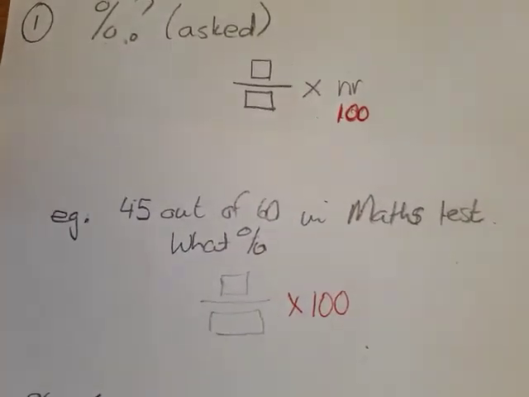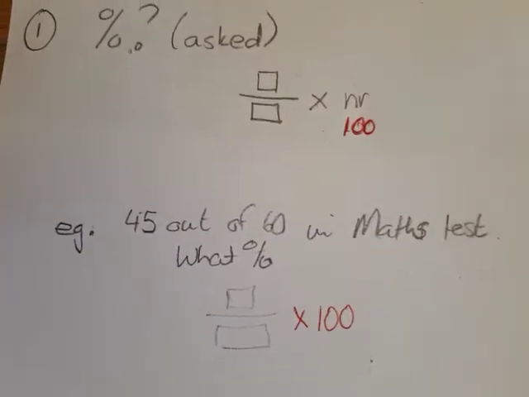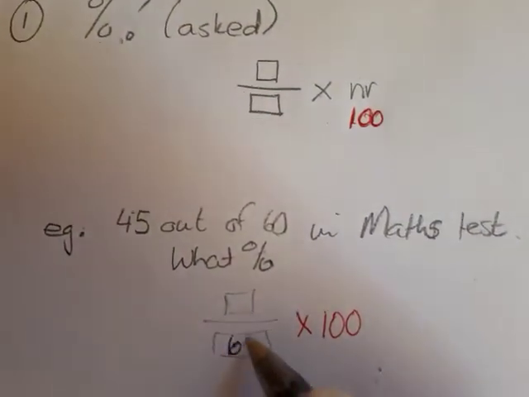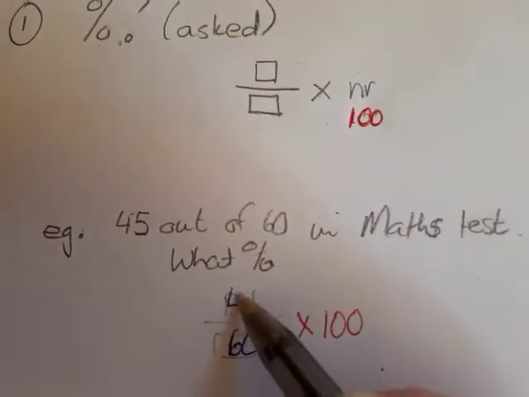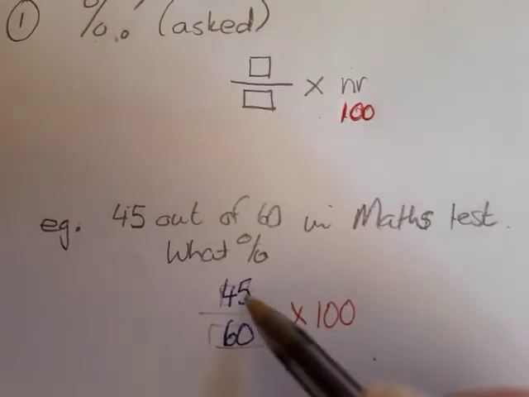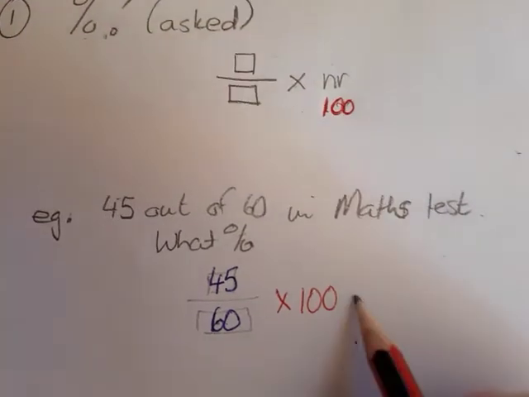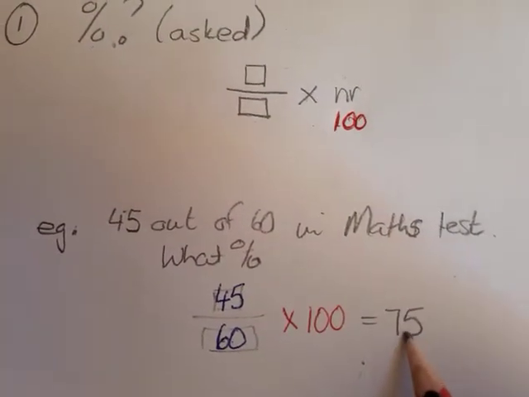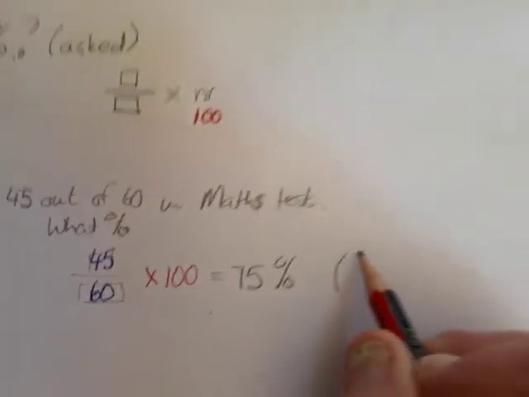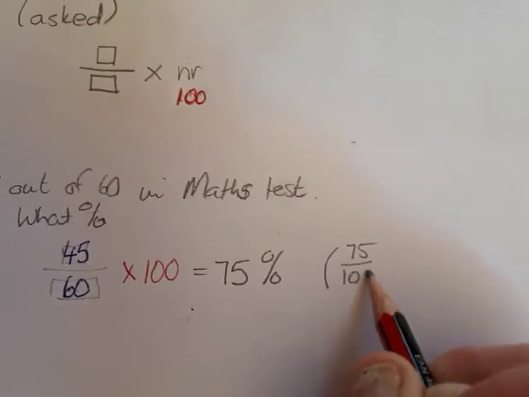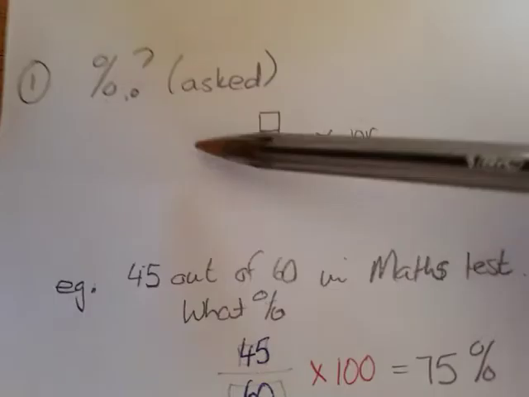So now it's really easy, people. You got 45 out of 60. So what is the total amount for the test? It is 60. So the total amount always goes at the bottom, isn't it? And then the mark you got is 45. Okay? So when you now calculate 45 out of 60 times 100, you will find that this is 75. And remember, it's percentage, so it really means the same as 75 out of 100. Okay, that's the one for percentage asked.